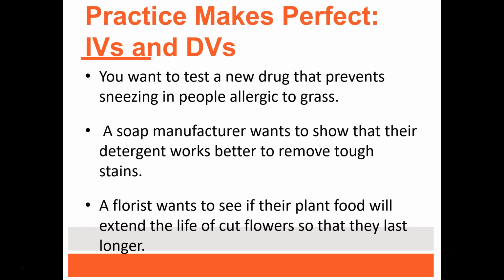And a florist wants to see if their plant food will extend the life of cut flowers so that they last longer. So the independent variable here would be the type of plant food. And again, maybe we'd compare their plant food to just plain water, or their plant food compared to, I don't know, that little stuff that comes in the little white packets when you buy cut flowers from a florist. And then the dependent variable would be how long the flowers live. So hopefully that's starting to make sense.